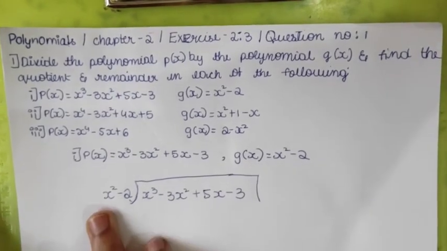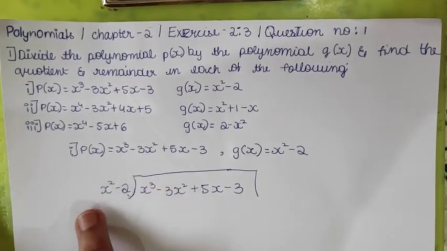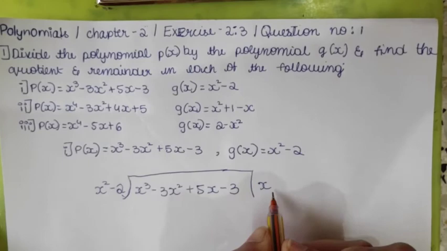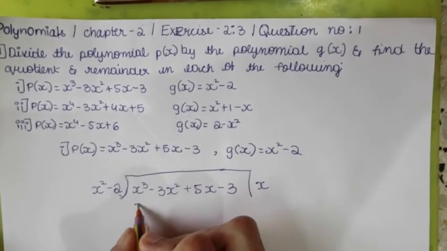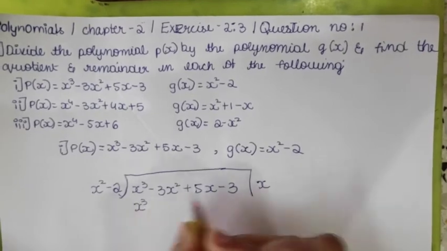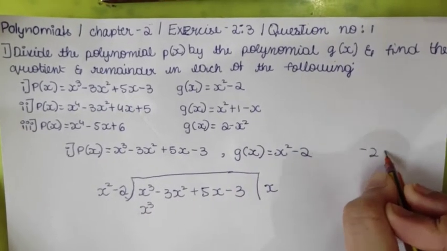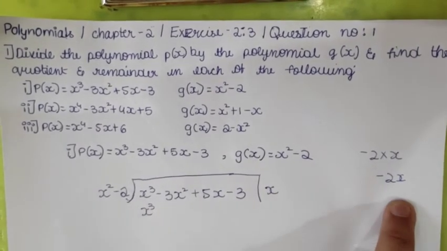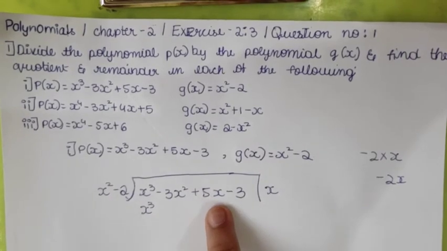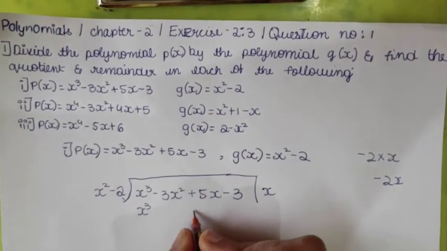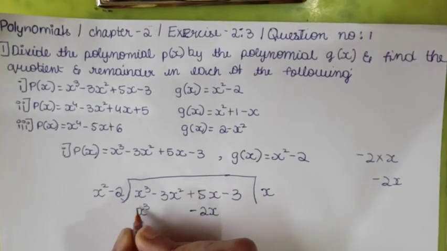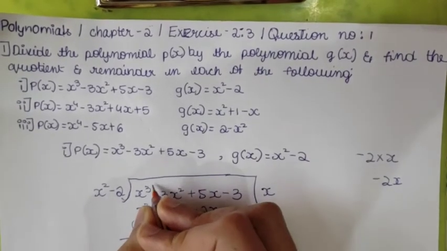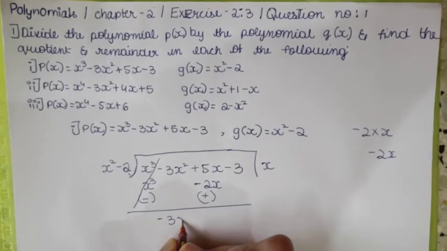So here now we have to get x cube. So here we have x square. So when we multiply x square by x it is equal to x cube. Okay, so that becomes x cube. Now x into minus 2, that becomes minus 2x. So here now we have to write this minus 2x where we have the x value. So we'll write here minus 2x. So here minus and here plus. Minus plus will cancel, and here 3x square.